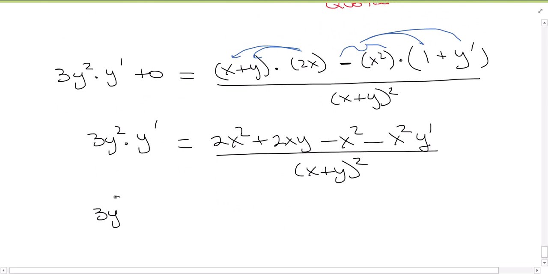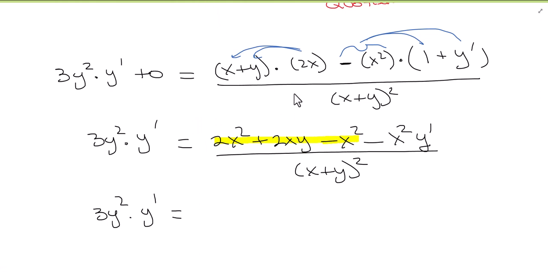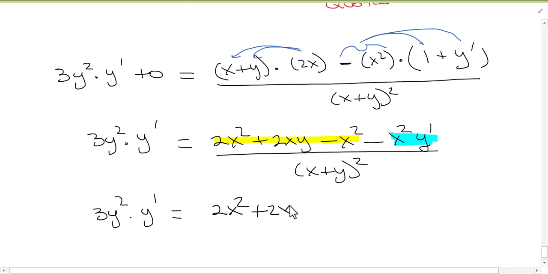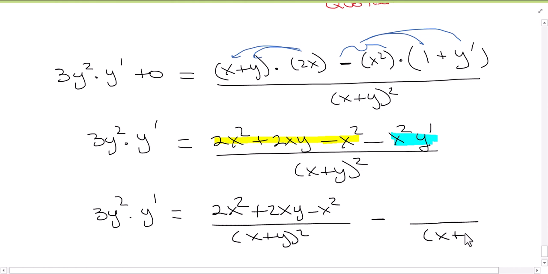One of the things to try to make this a little bit faster is I can separate the fractions into this numerator over this denominator, and then minus this part of the numerator over the same denominator. So I'm going to separate 2x squared plus 2xy minus x squared over (x plus y) squared, minus, and then as long as I have the same denominator, I can split up fractions.